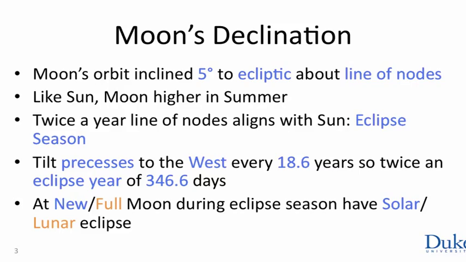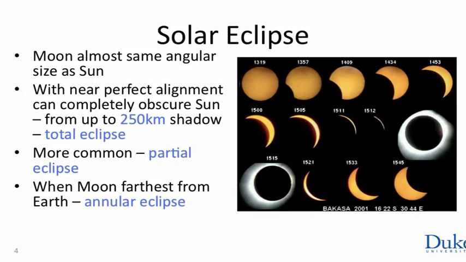Now, we need to get a handle on the relative sizes and distances of things to understand the difference of the 2 phenomena. So, the moon and the sun are almost precisely the same size, in angular terms, in the sky.